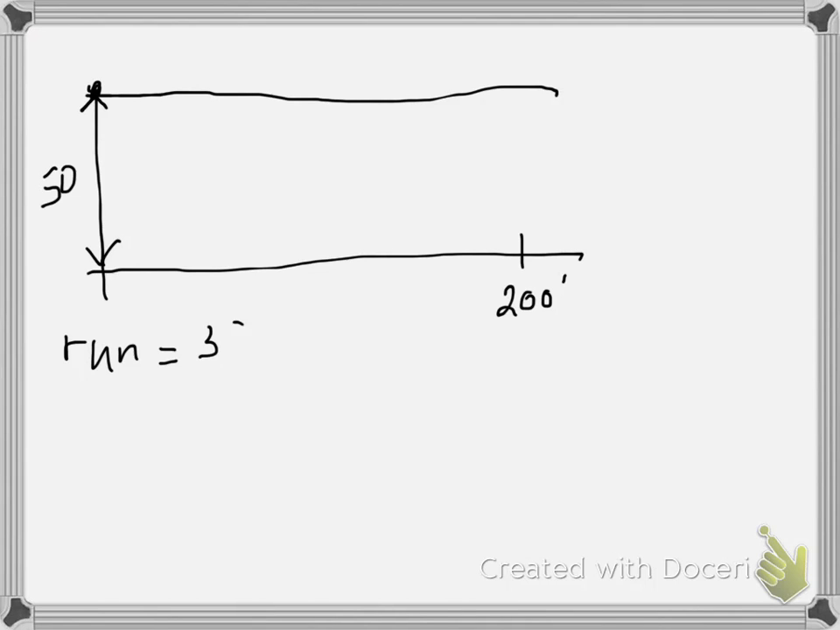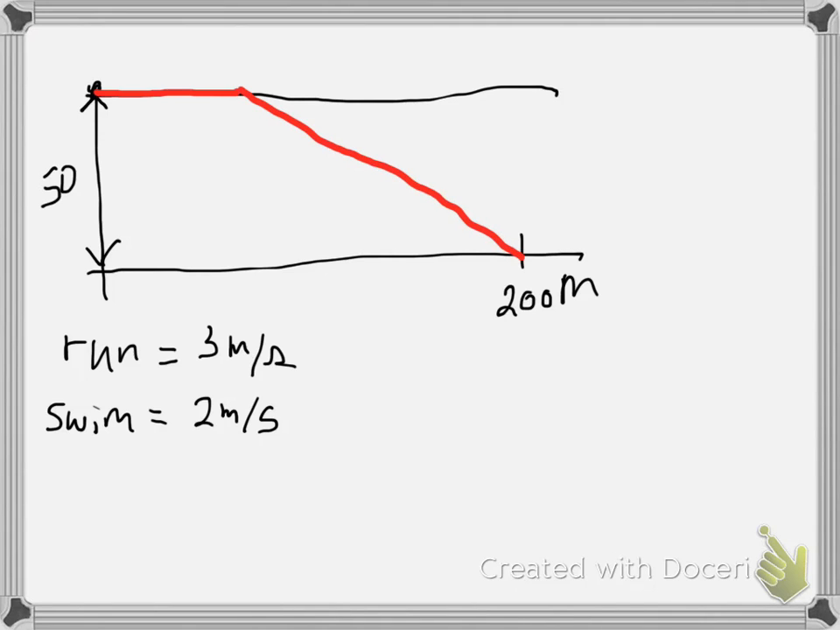And he knows that he can run at 3 feet per second. Yeah, let's go meters. Let's call this meters. Make it a little more realistic. 3 meters per second. And he can swim at 2 meters per second. So what we want to know is how far should he run before swimming? Okay.